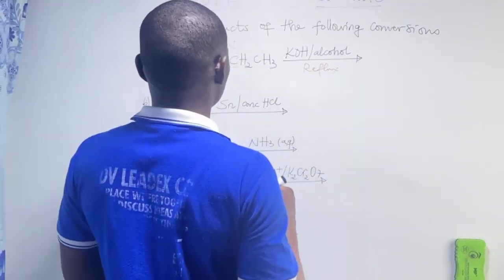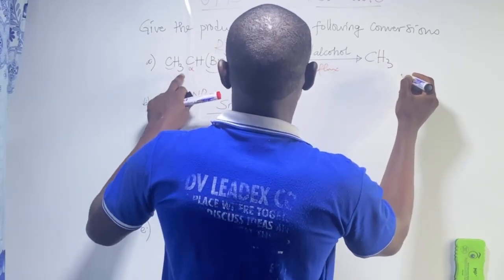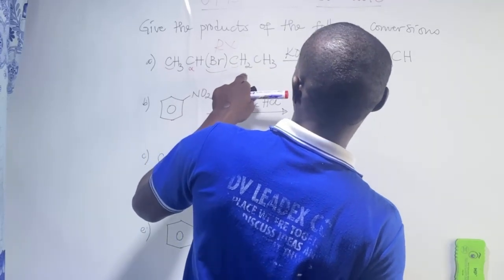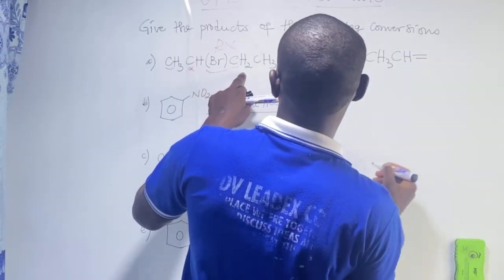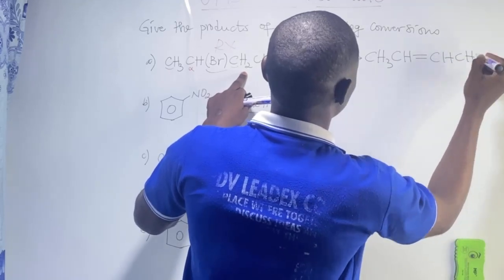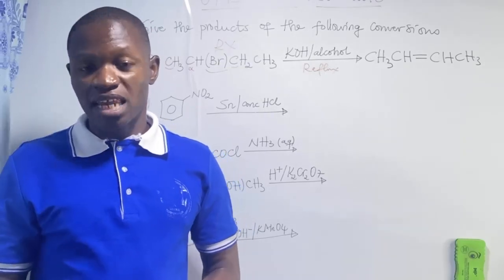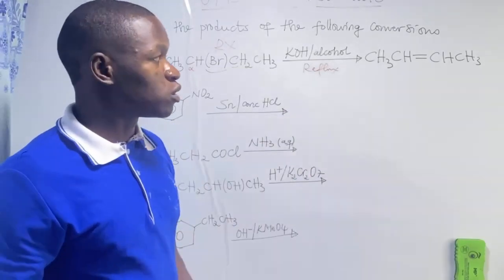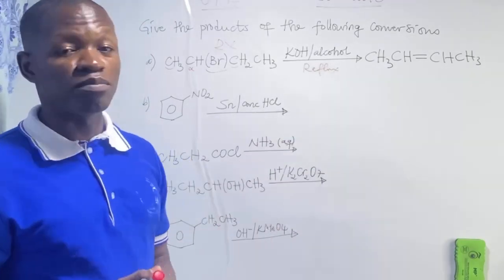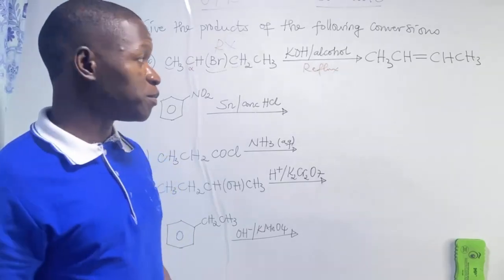So we are going to have the product as CH3, here we have CH. We remove bromine and one hydrogen from here. So we have a double bond, and then we are left with CH and CH3. So that is the product of the reaction, and the mechanism is elimination. So the product is called butene, right? Butene, and the product exhibits geometric or cis-trans isomerism.